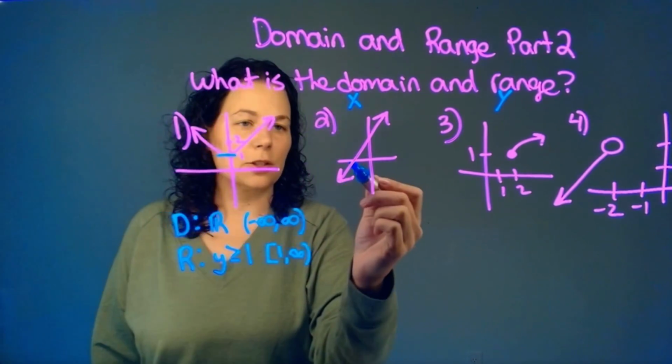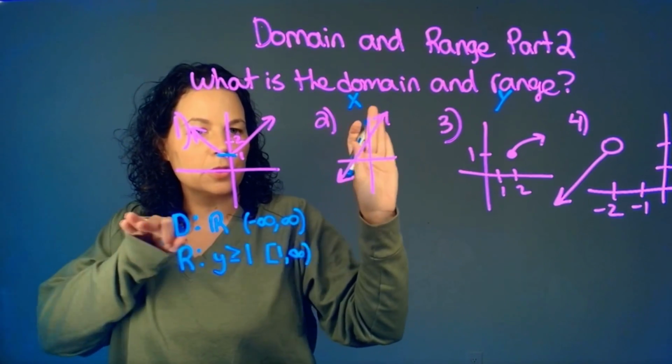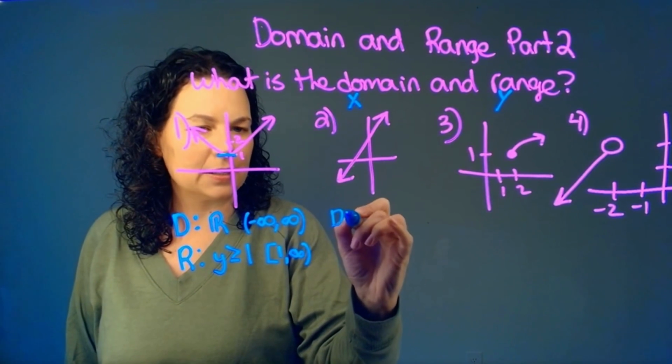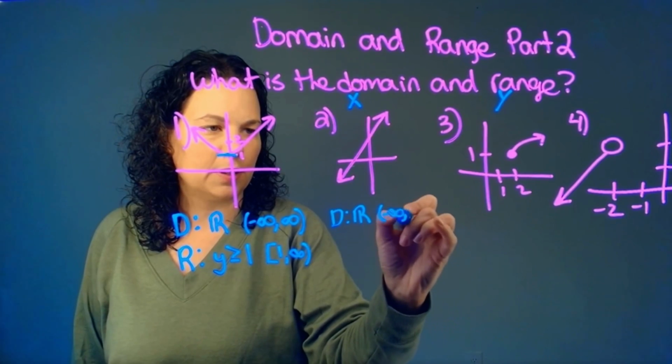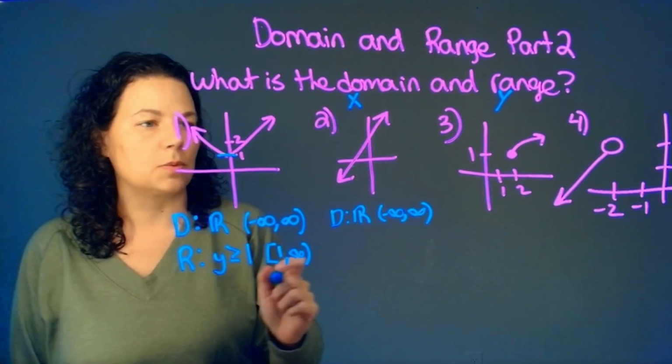Number 2, it's going left and right forever and ever. You'll see those arrows, they're going out both ways forever and ever. So that means that our domain is going to be all real numbers again, or we can also write that negative infinity to infinity. You can write it either way, just read the directions, do what your teacher wants.